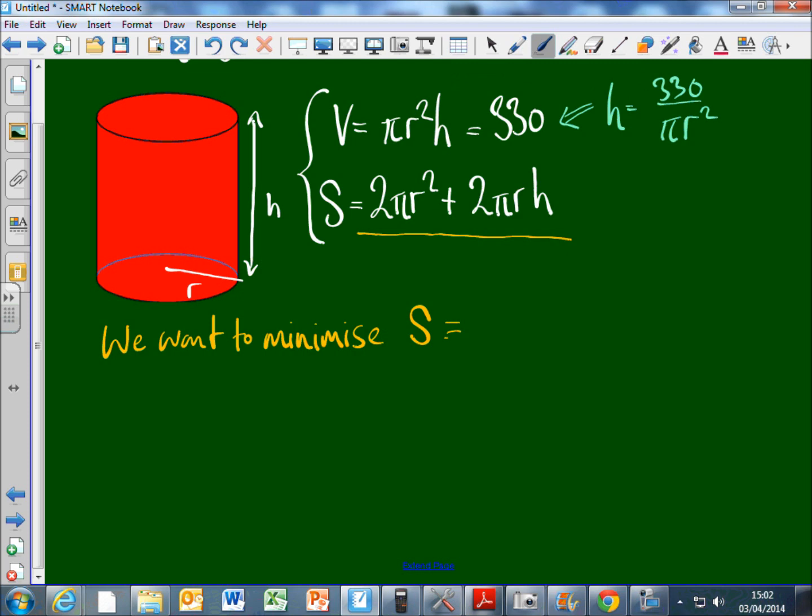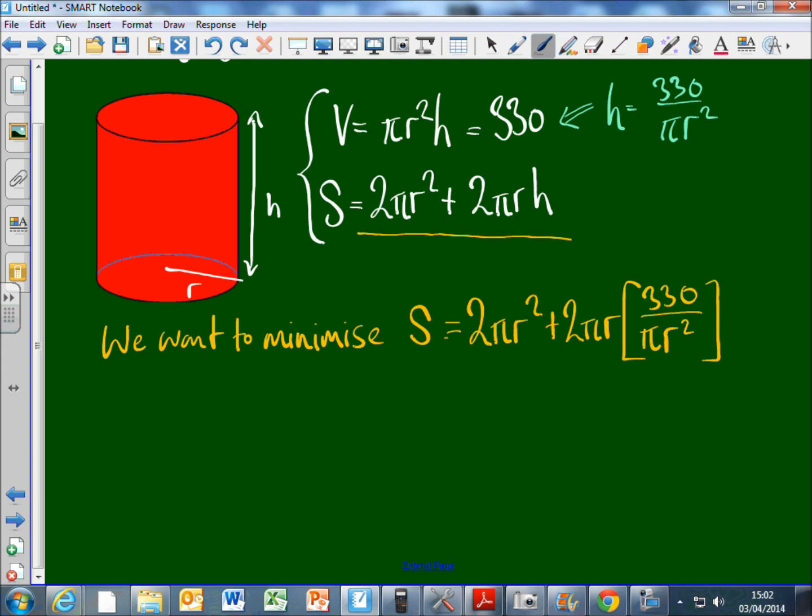All I do now is I write this out, 2 pi r squared plus 2 pi r, and where I had an h before, I don't want an h, I just want things with r's in, so I'm just going to write down what Shannon said h was the same as. Can you see that? And now my expression for the surface area only has r's in, only has one variable. Okay?